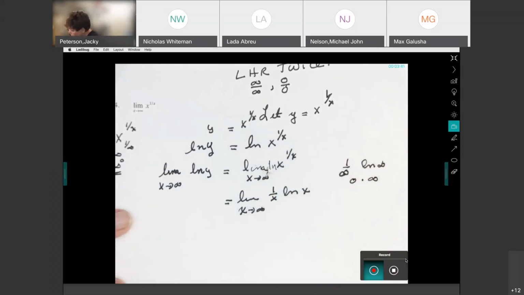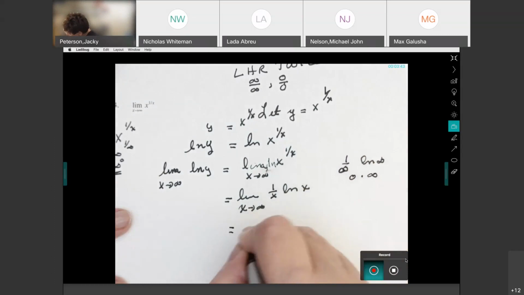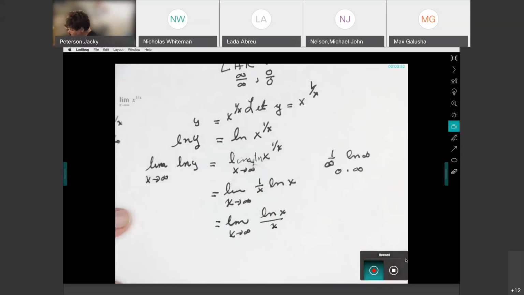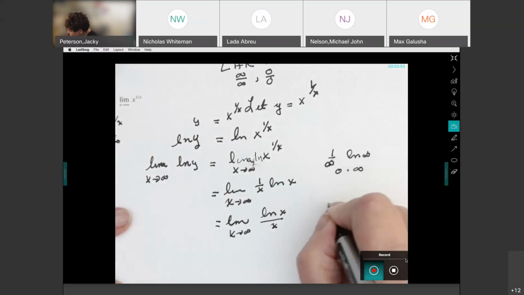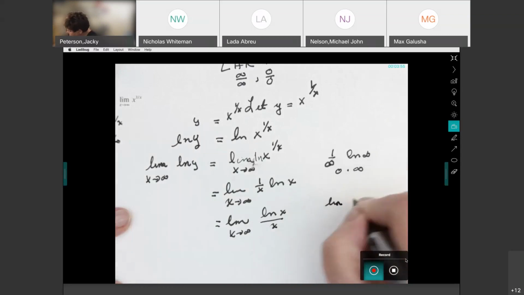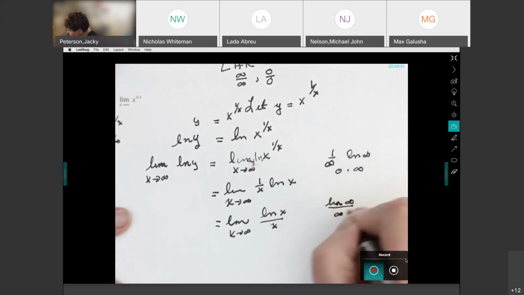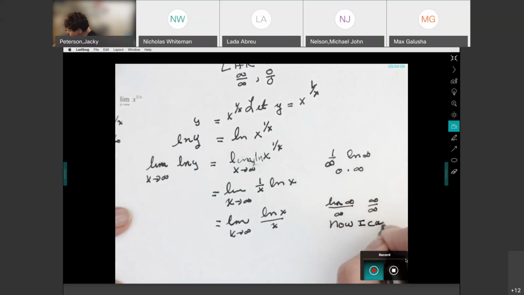However, if I rewrite this as the limit as x goes to infinity of the natural log of x divided by x, guess what we get? We get the natural log of infinity over infinity. Well, that's just an infinity over infinity form. Now I can use L'Hopital's rule.